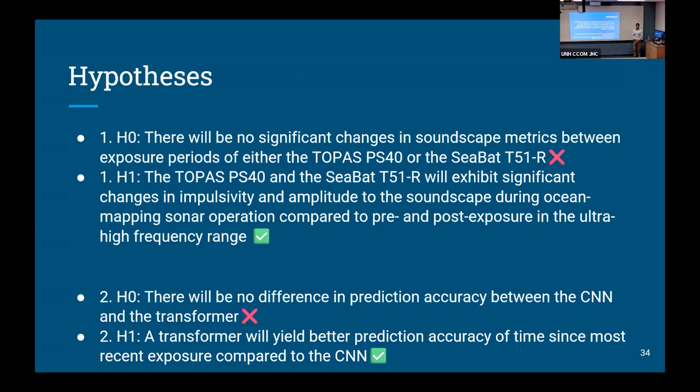Did you think about trying to look at vessel tracks over your area? Yeah, so for both data sets, I did have positional data, so I did know when it was passing by, especially for the T51-R. About a dozen times it was passing over. Versus the PS40, there was really only one time it went directly over.